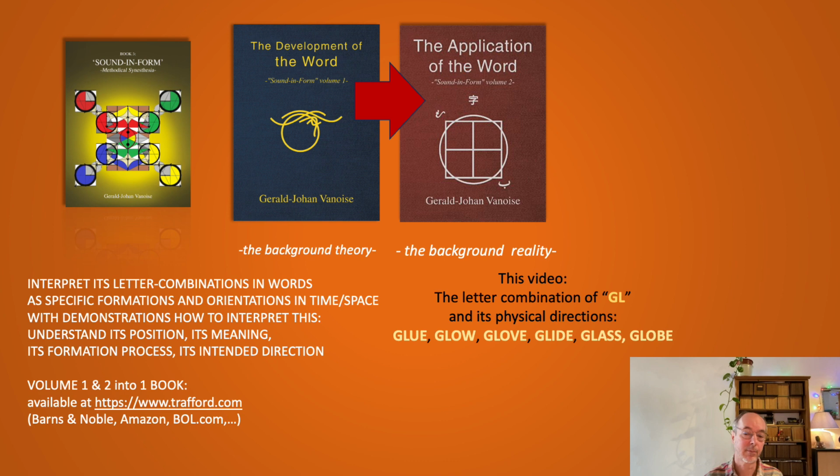And in this book and in these videos I will explain to you how letters have a true meaning and letter combinations have a true meaning, because they are specific orientations in time and space with a tendency of also expressing certain formations. And this theory can be used to make these formations as well, so that you can recognize easily what is behind these letter combinations and what the words mean and why they are in these letter combinations.